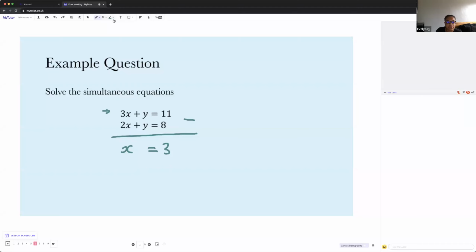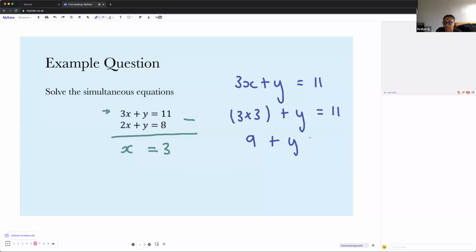So if I write it up here in a different color, we've got 3x plus y equals 11. I'm going to substitute x equals 3 into this equation. So I've got 3 times 3 plus y equals 11. So 3 times 3 is 9. So I've got 9 plus y equals 11.